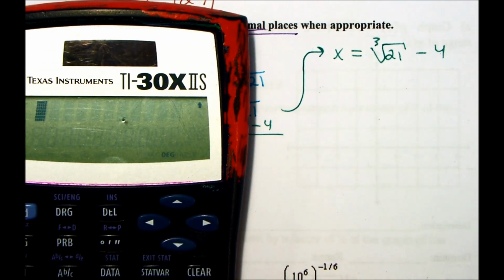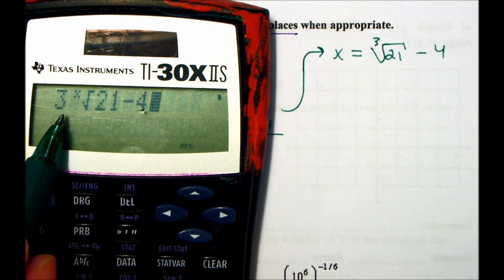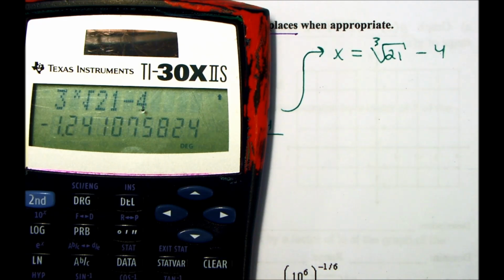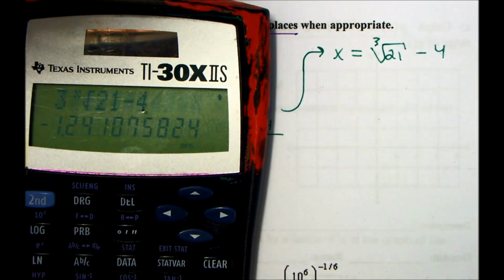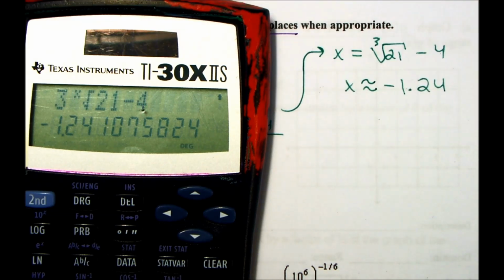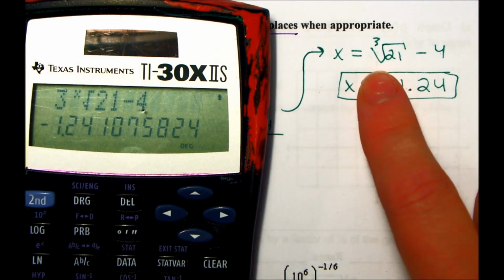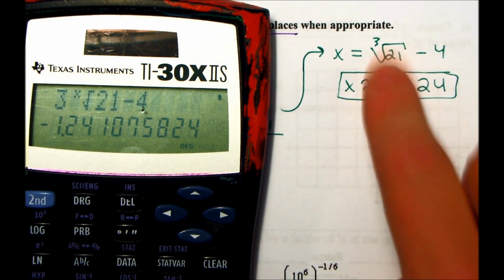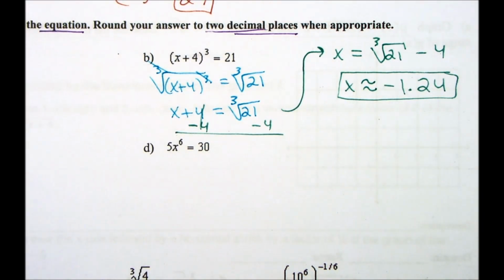All right, so just like before, we're going to take the cubed root, so 3, second, caret, 21, and then minus 4. So this means you're going to take the cubed root of 21 and then subtract 4, and we're going to round it to 2 decimal places, or the hundredths place, which will give us negative 1.24. So x is approximately negative 1.24. And again, because it's an odd root, it's only a single root. There's only one solution, or one root of the cubed root of 21, not 2. So that's your answer for 3b.